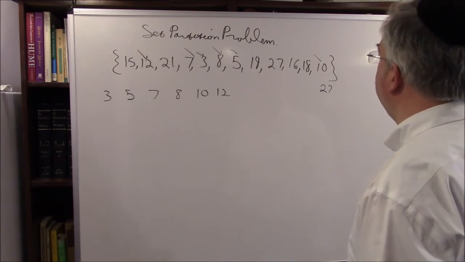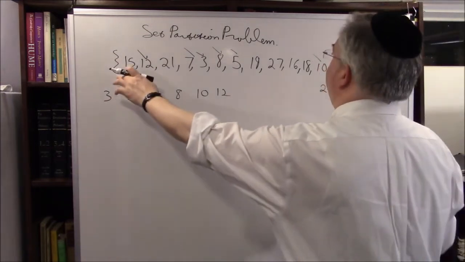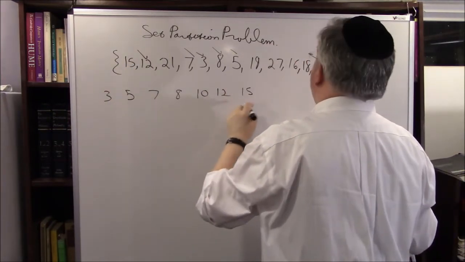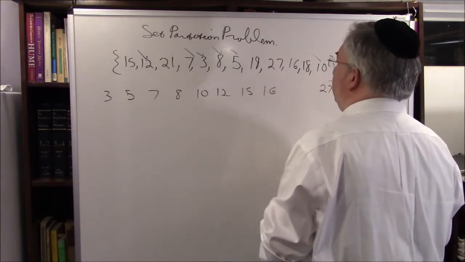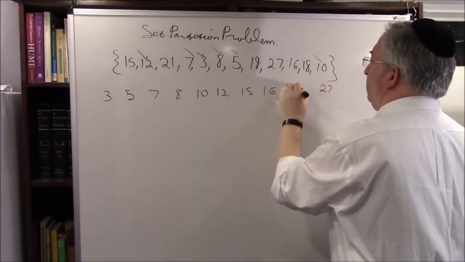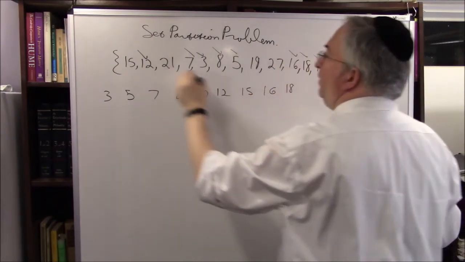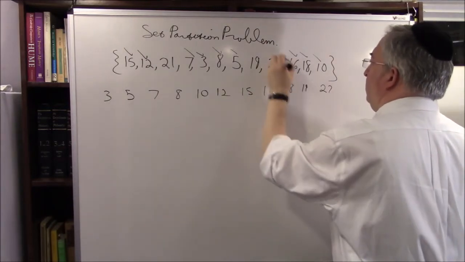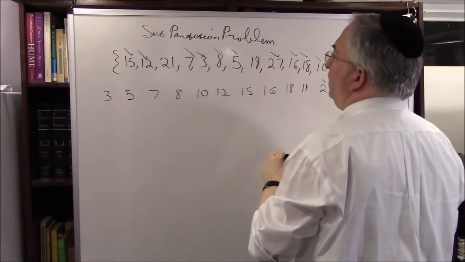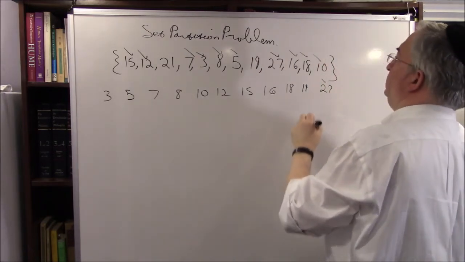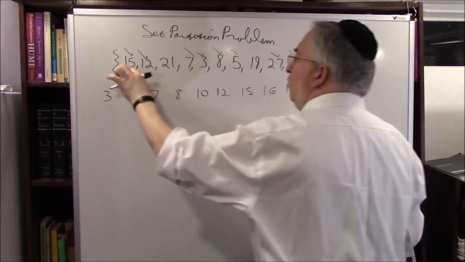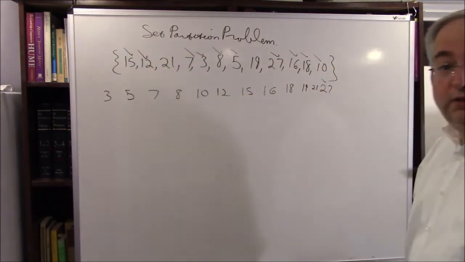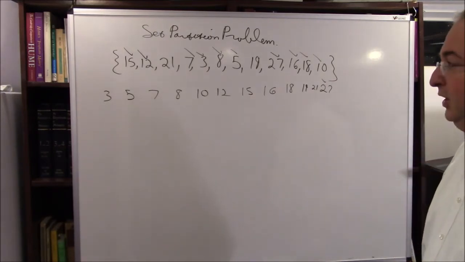10, 12. 14 and 13 is not there. 14 is, 15 is there. 16 is there. 18 is there. 16, 18, 15. Okay, 19 is there. 27 we have already. And 21. And that's it. Let's just count. 1, 2, 3, 4, 5, 6, 7, 8, 9, 10, 11, 12. Great. By the way, I have no idea if there's a solution here, but let's go through it.